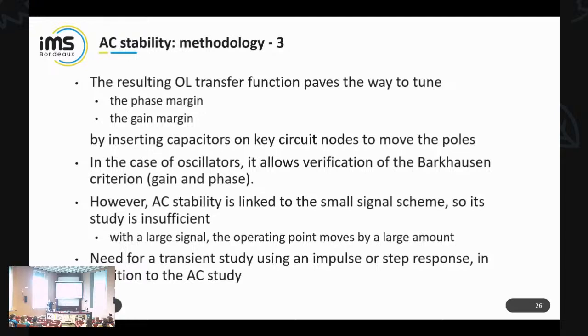And of course, the problem is that here we are working on AC stability. AC stability is coming from the small signal model. And as soon as you got problems such as oscillation, we are going into the large signal model and the model is no longer the same. So it's not enough to have an AC stable system. You do have to do that, but it's not enough. You will also be obliged to make some transient tests because of this change from small signal to large signal. So you will need a transient study with an impulse or a step response and look at the answer in the time domain, no longer in the frequency domain.